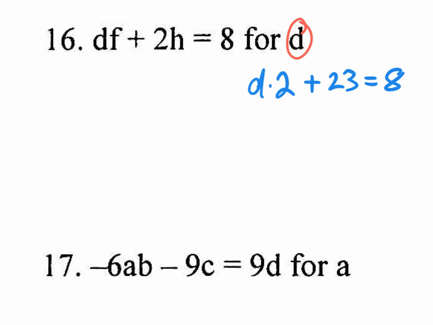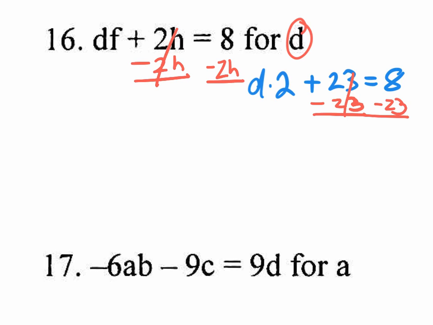So normally on this simple one, you would subtract 23 and subtract 23. I just made this up so you could see how we would get started. Instead of subtracting 23, you would subtract 2H and subtract 2H. So let me scratch that out. Now, what do we have left? We have a DF, which is really D times F. 2H take away 2H is 0.